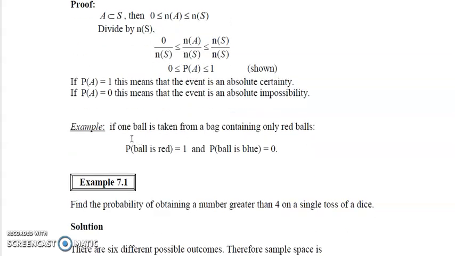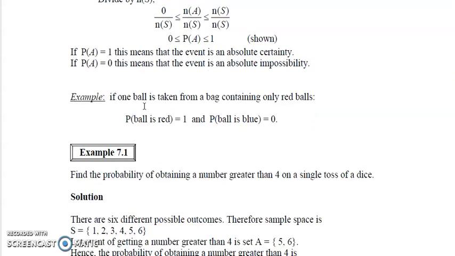Another example that you can see here: if one ball is taken from a bag containing only red balls, so as you already read, in the one bag there is only one ball, which is a red ball. The probability of getting a red ball is 1, and the probability of getting a blue ball is, of course, 0, because there is no blue ball in this case.